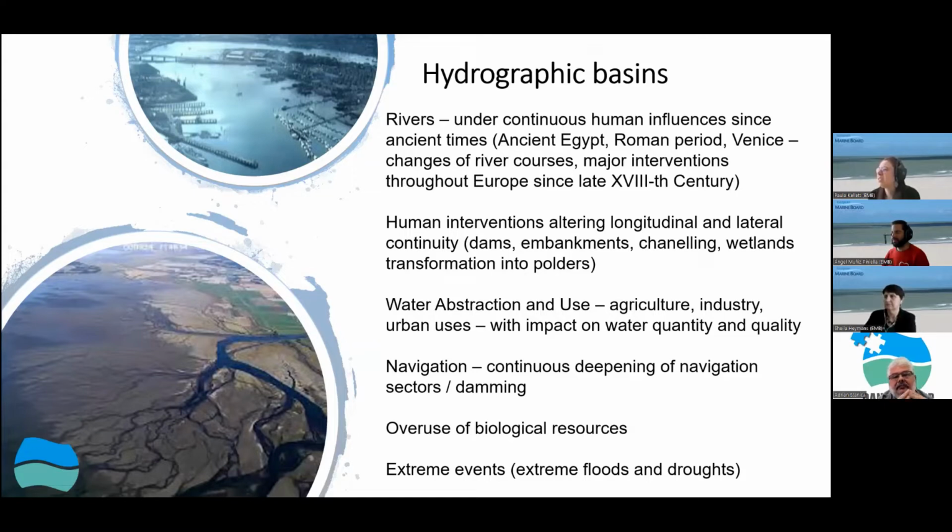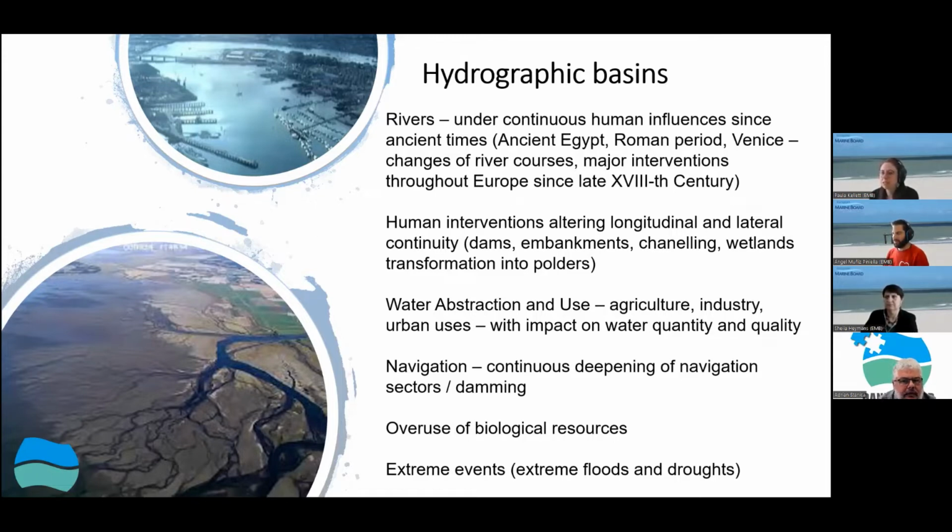And rivers have been under continuous human influence since ancient times. Human society has benefited from the riverine environments and deltas, and took advantage of the huge, vast natural riches that supported humanity to grow. But then humans also intervened and altered the environment.